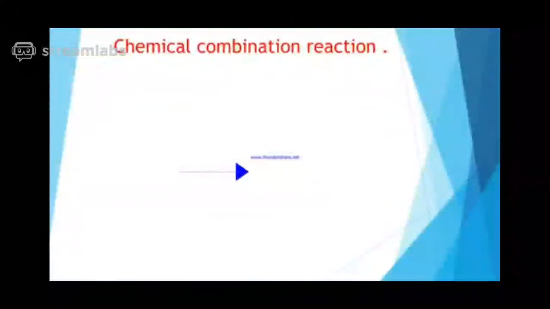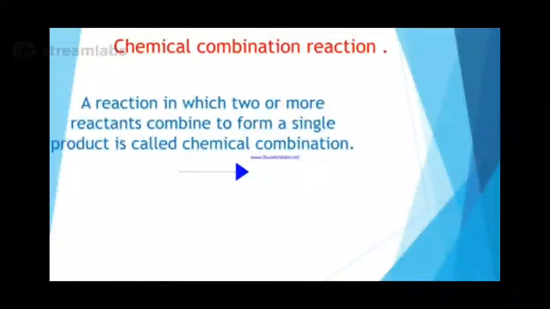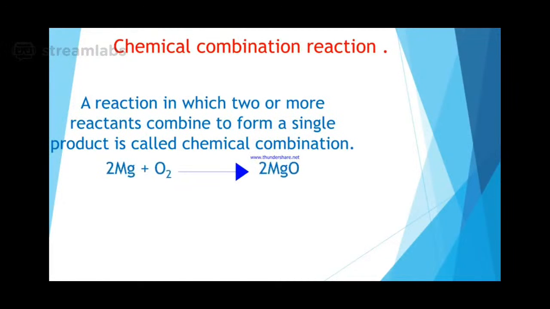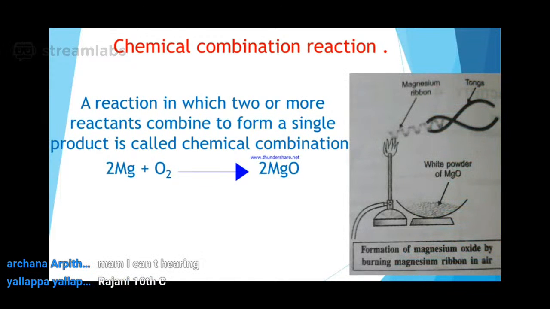The first one, chemical combination. What is a chemical combination reaction? A reaction in which two or more reactants combine to form a single product is known as chemical combination. Here, with the supportive equation, when magnesium metal reacts with oxygen, it results in magnesium oxide. In the supportive image, you can see a magnesium ribbon supported with tongs being burnt.